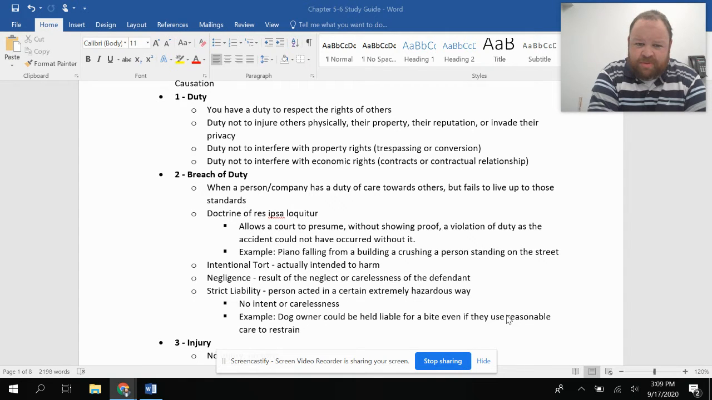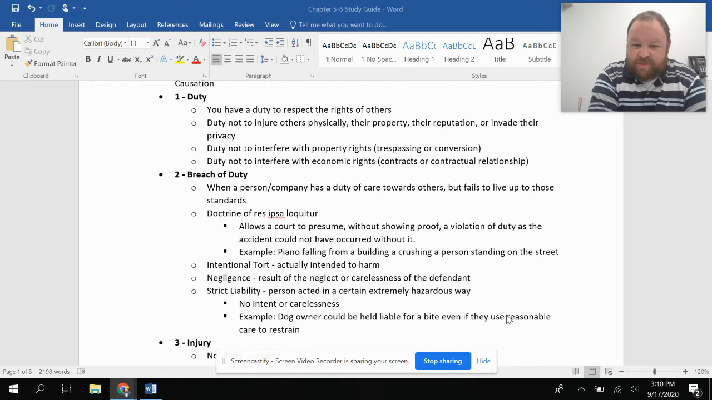So another term to know is the doctrine of res ipsa loquitur. It allows court to presume without showing proof a violation of duty, as the accident would not have occurred without it. So again, this is an example of a piano falling off the building. It doesn't necessarily have to be intentional, but it happened due to a careless act. An intentional tort would mean you actually intended to harm the person. Negligence would be a little different. So you would just be neglectful or careless of the defendant.